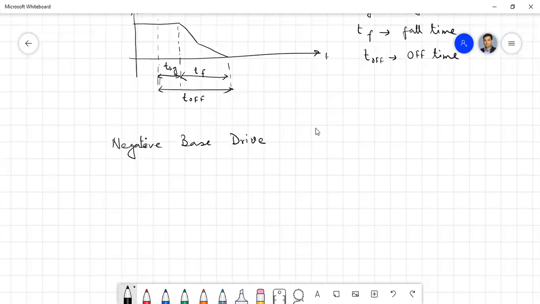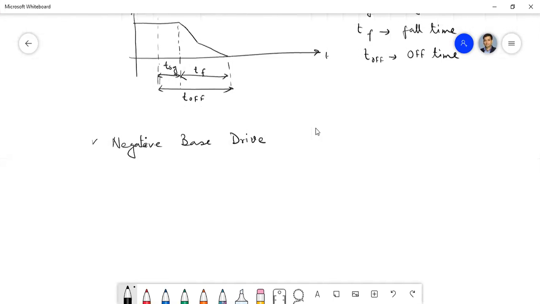Okay. So negative base drive. How by using negative base drive we can reduce the overall off time for a transistor, that I will discuss. So I will draw a similar circuit as I have drawn above.